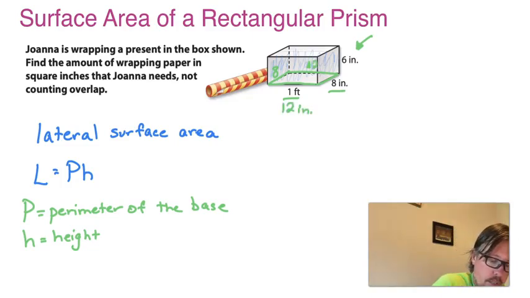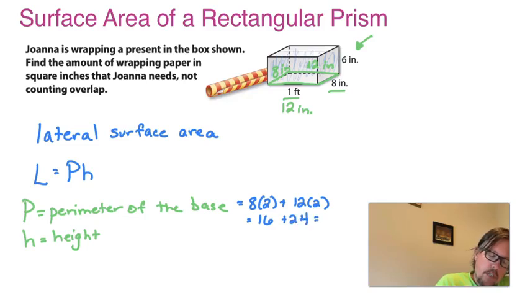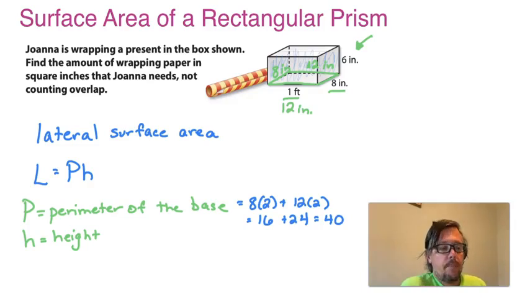So this is going to be 12 inches. This is 8 inches. Okay, so the perimeter of my base is going to be 8 plus 8 plus 12 plus 12, which I'm going to write as 2 8s and 2 12s, which is going to be 16 plus 24, which my sources say is 40. So the perimeter of the base is 40.